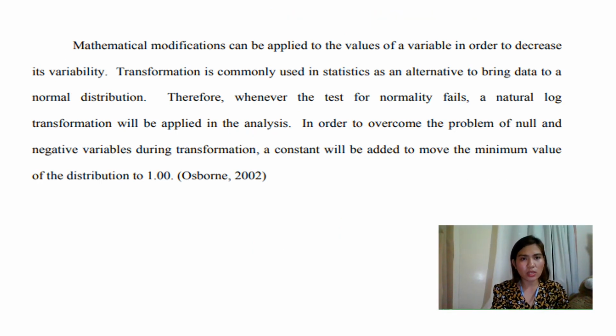Mathematical modifications can be applied to the values of a variable in order to decrease its variability. Transformation is commonly used in statistics as an alternative to bring data to a normal distribution. Therefore, whenever the test for normality fails, a natural log transformation will be applied in the analysis. In order to overcome the problem of null and negative variables during transformation, a constant will be added to move the minimum value of the distribution to 1.00. This is based on Osborne 2002.